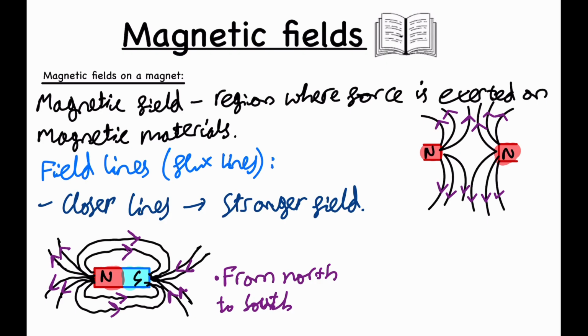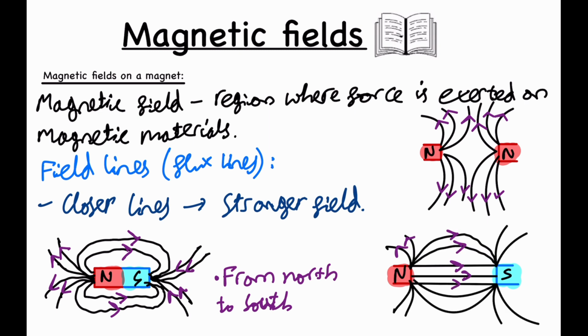So let's do one more example. You've got a north pole here and a south pole here, and the field lines will just go away from the north and towards the south.